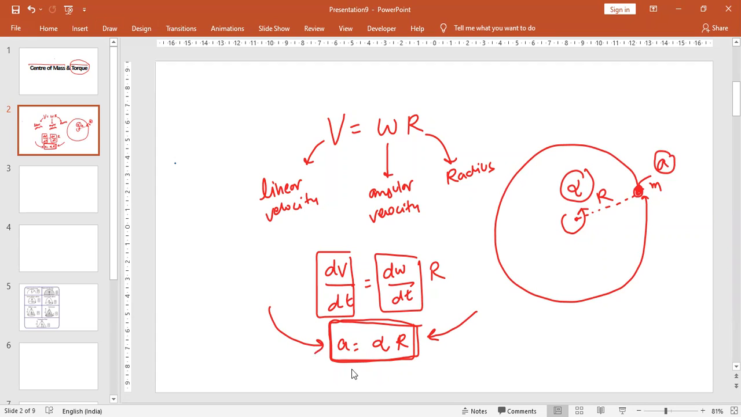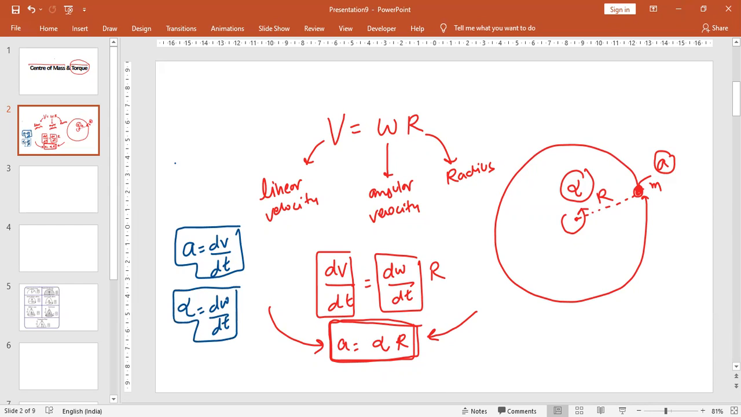Any doubt in this equation? A equal to alpha R. Sir, I didn't really understand the differentiation aspect of it. So A is basically dV by dt. So acceleration is rate of change of velocity, and alpha is your d omega by dt. So alpha is basically rate of change of angular velocity. Ram, is it clear? Sure.